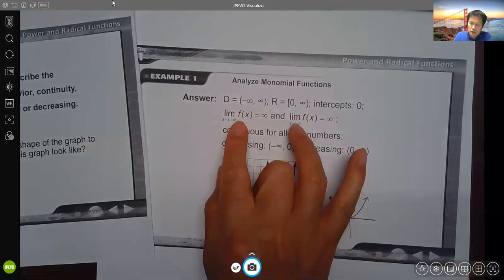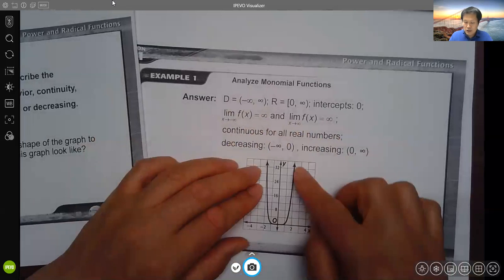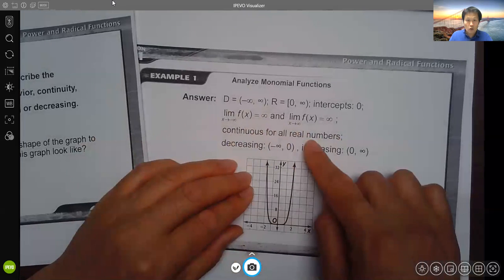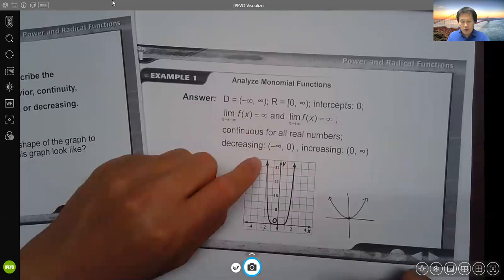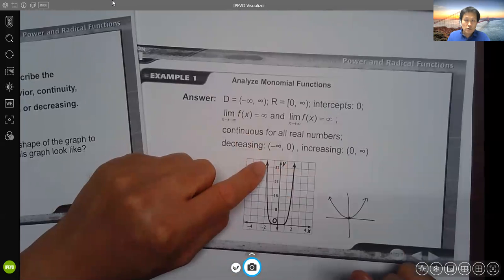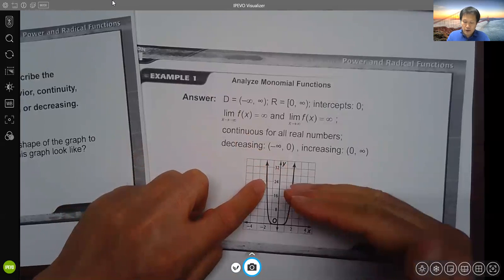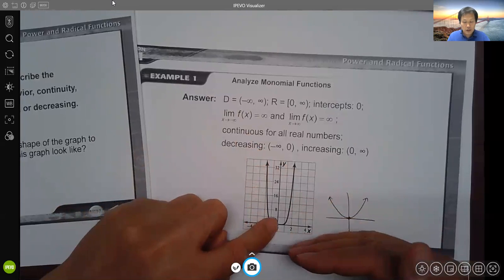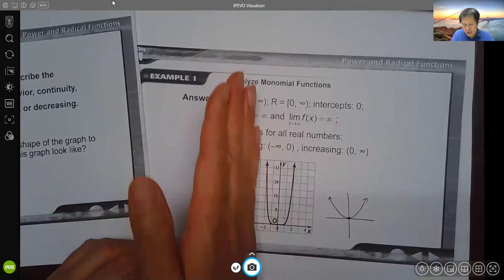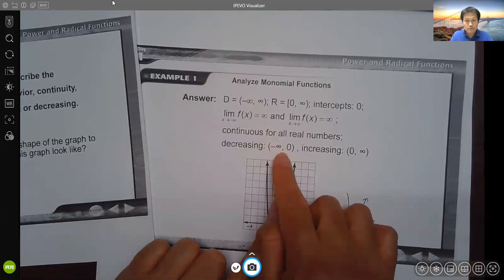So that's end behavior. Continuous for all real numbers. It's connected everywhere. Decreasing. Do you remember? As you trace the graph to the right, as you move to the right, what happened to the y value? Decrease, decrease, decrease, up to here. It's decreasing. All left-hand side, it's decreasing.